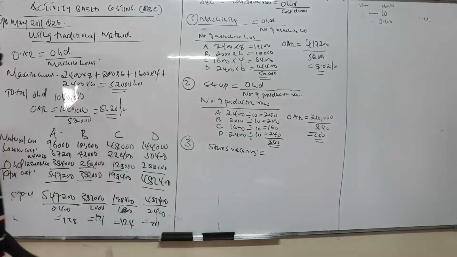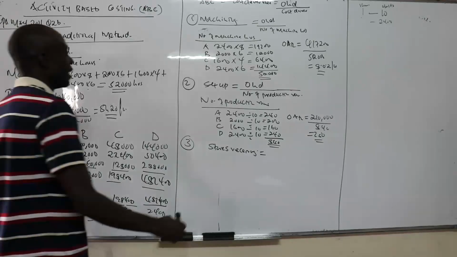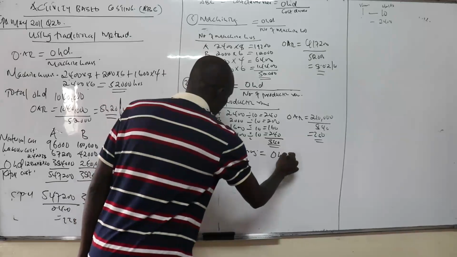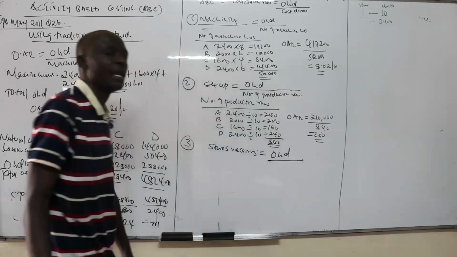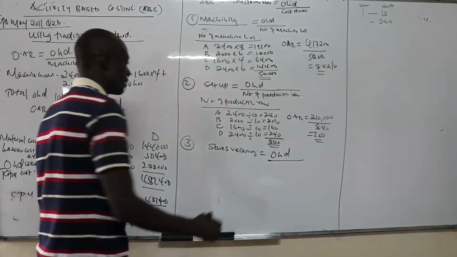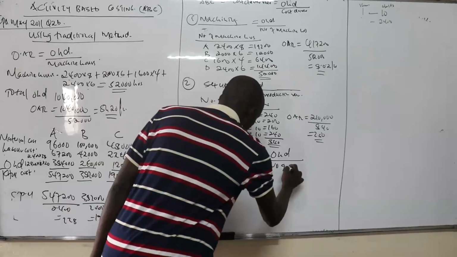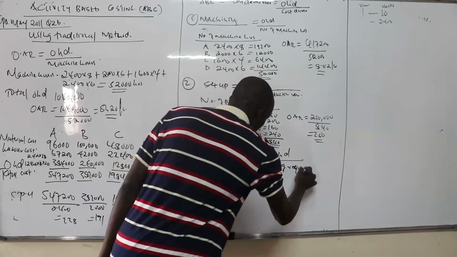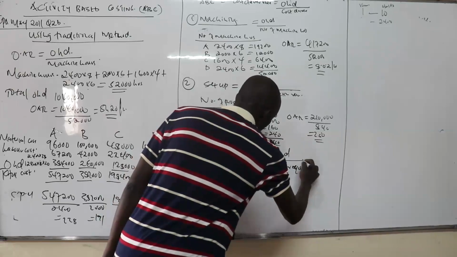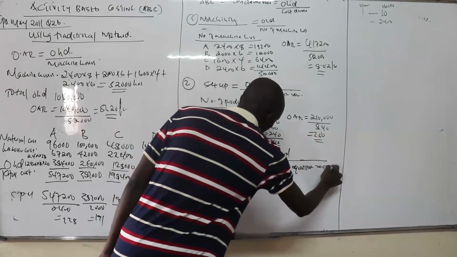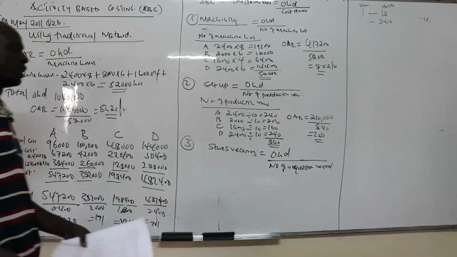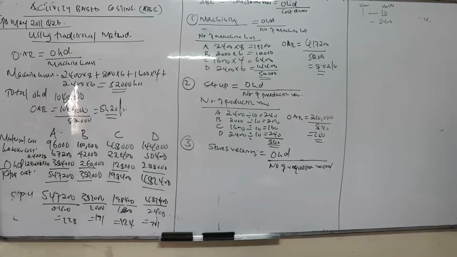So we're going to stores receiving. The cost driver is going to be overheads over number of requisitions raised. That is the cost driver. Overhead over number of requisitions raised.